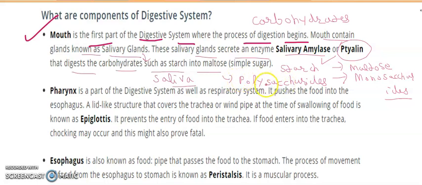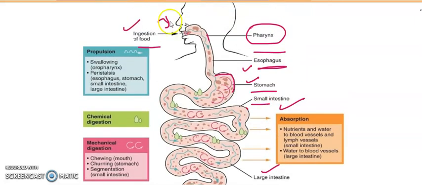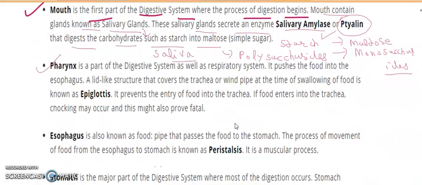So this is all about the mouth. Next we are going to discuss the pharynx. As you have seen in this diagram, your mouth is there. Through the mouth, ingestion of food takes place, and after the mouth, as you can see here, there is a structure which is the pharynx. Let's try to understand the pharynx. The pharynx is a part of the digestive system as well as our respiratory system.